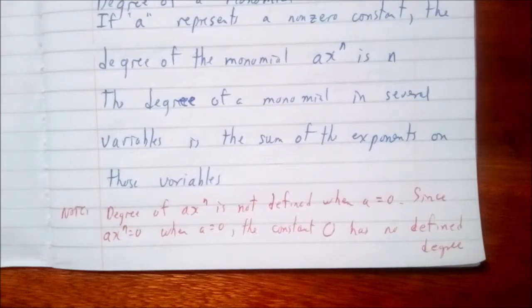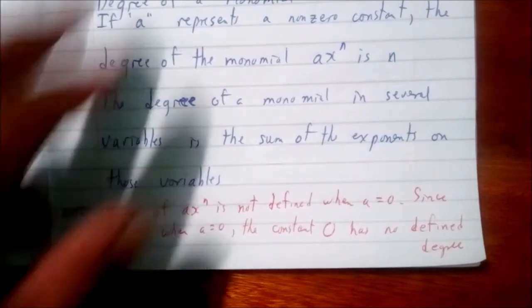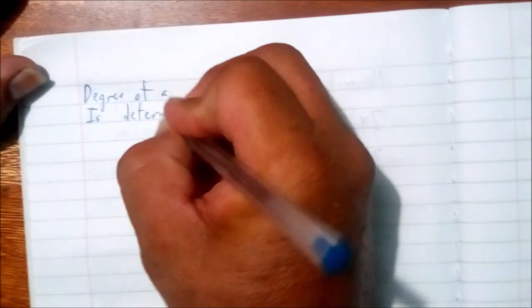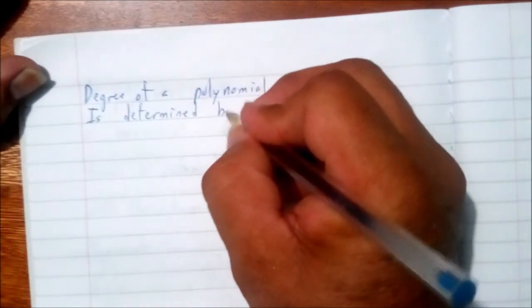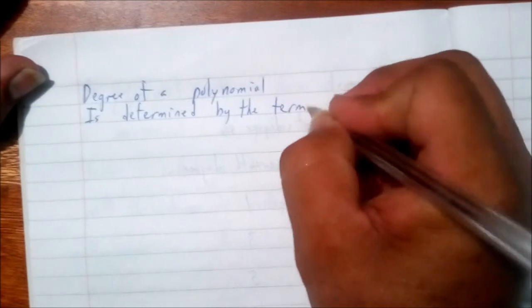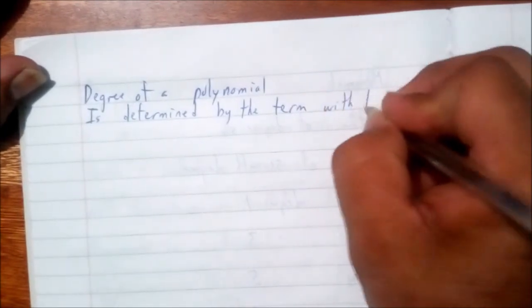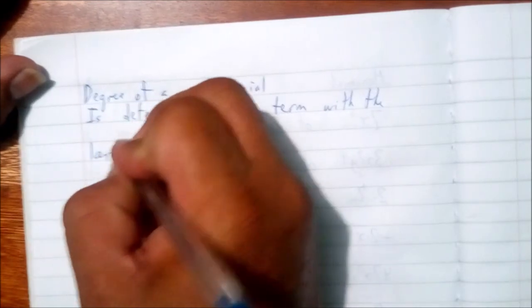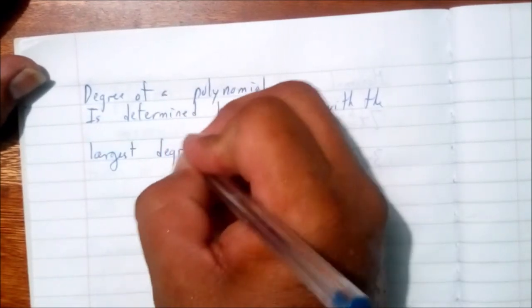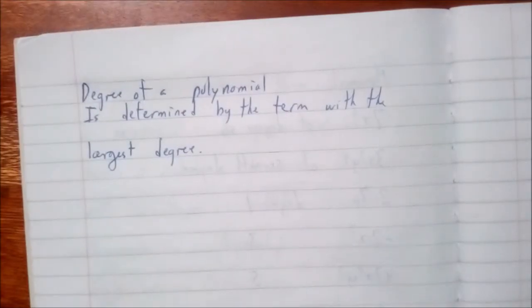Okay, now because each term of the polynomial is a monomial, we define the degree of a polynomial by considering the degrees of each of its terms. So the degree of a polynomial, write the definition of that: degree of a polynomial is determined by the term with the largest degree.